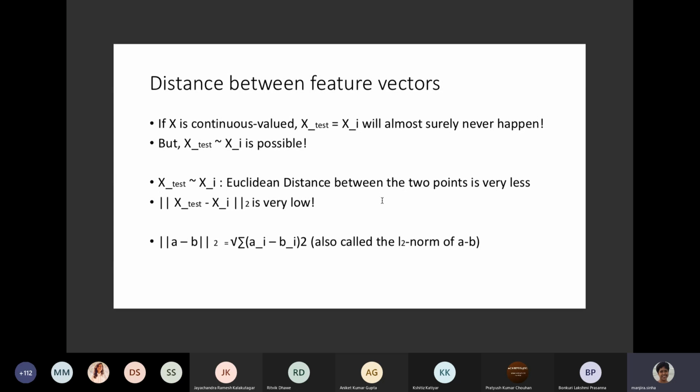So how do we calculate the Euclidean distance between two data points? Now forget about these complex feature vectors, let us go back to our basic geometry. I do not have any drawing tools here.